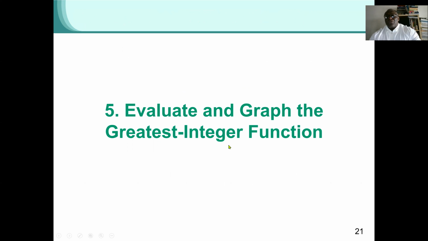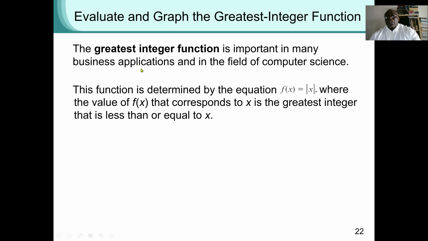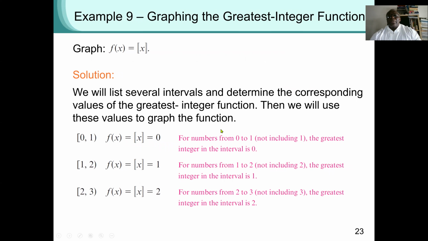Next, we're going to evaluate and graph the greatest integer function. The greatest integer function is important in many business applications and also in the field of computer science. The function is determined by the equation f of x equal to the greatest integer of x, where the value of f at x is the greatest integer that is less than or equal to x. Here they say we should graph f of x equal to the greatest integer of x. For the solution, we will list several intervals and determine the corresponding values of the greatest integer function. Then we will use these values to graph the function.